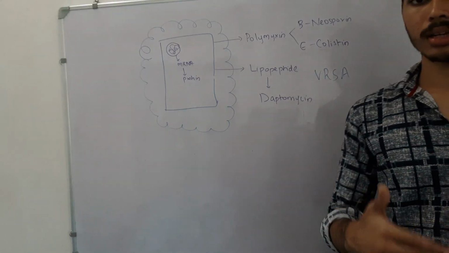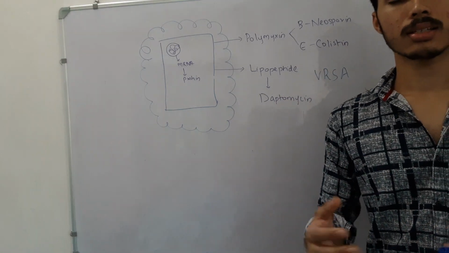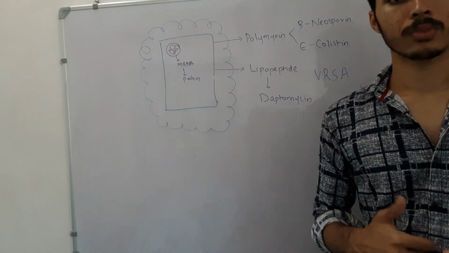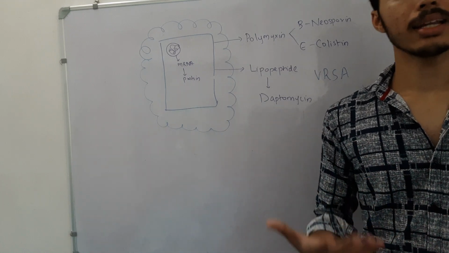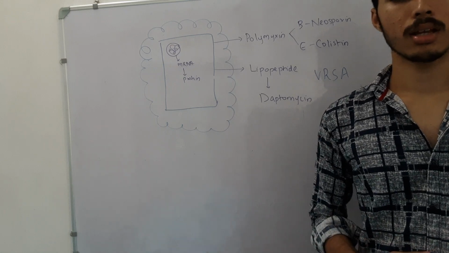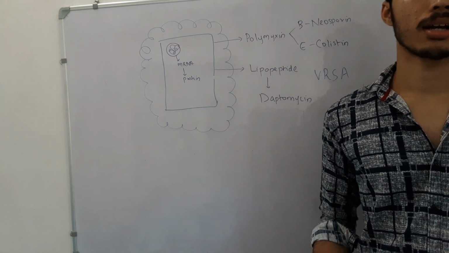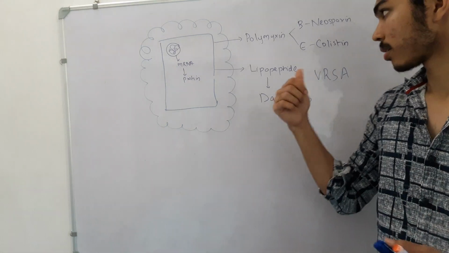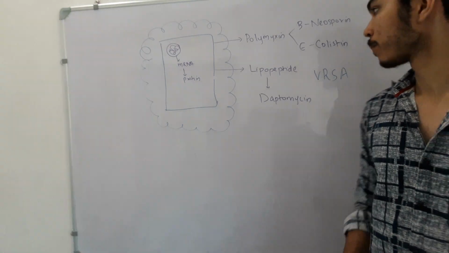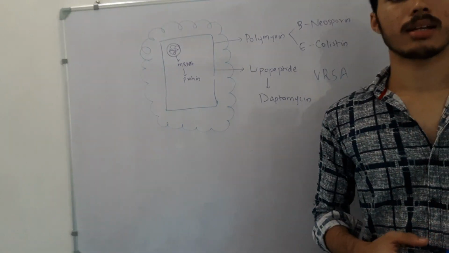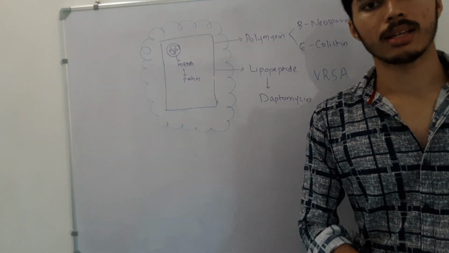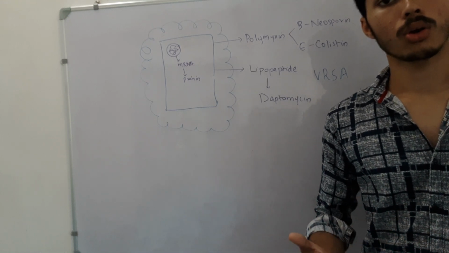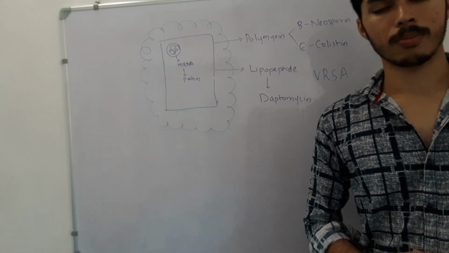Colistin has an additional use: it can be given intravenously for the treatment of multi-drug resistant organisms such as Pseudomonas, Klebsiella, Enterobacter. For such organisms you can give this drug intravenously. But the side effect is that it is nephrotoxic, toxic to the kidney, and it can also cause neuromuscular toxicity.